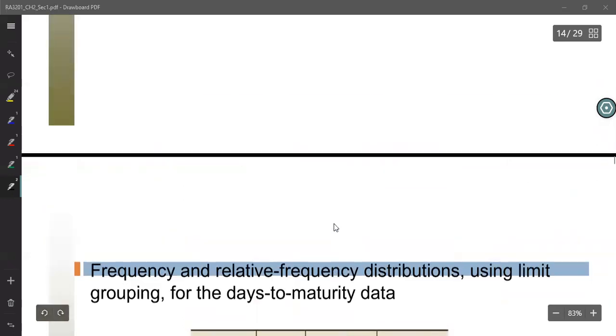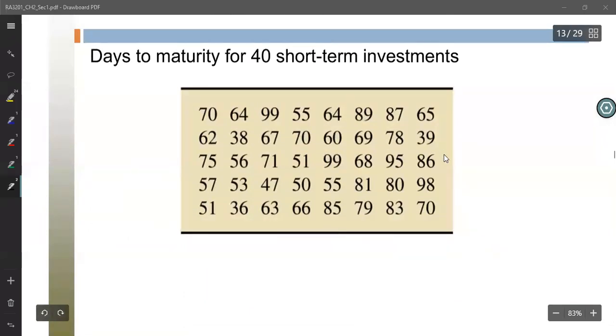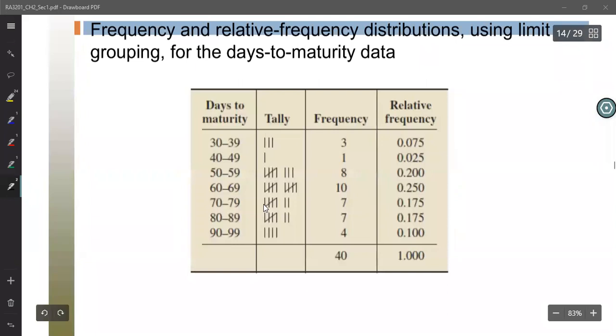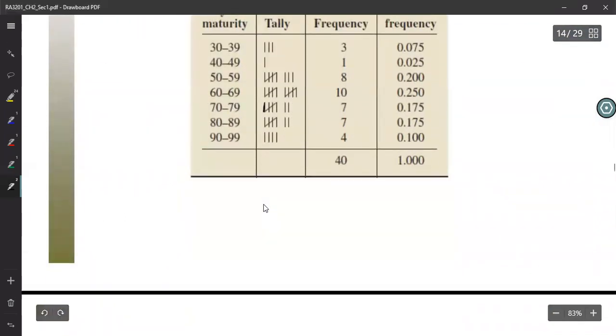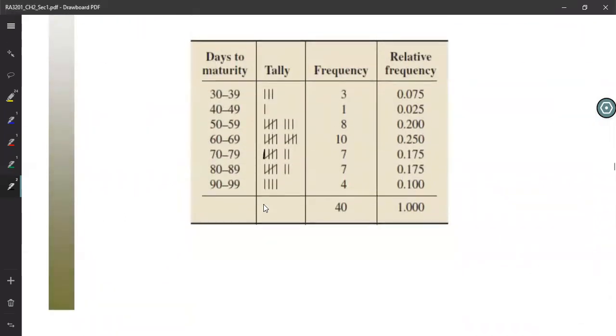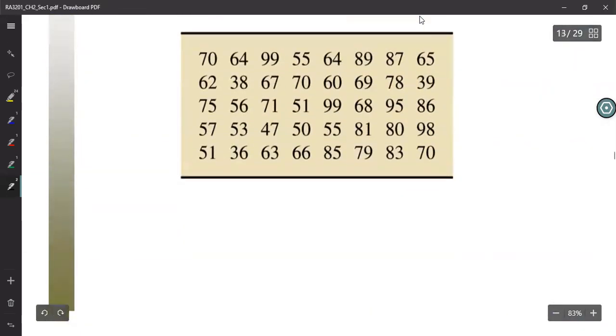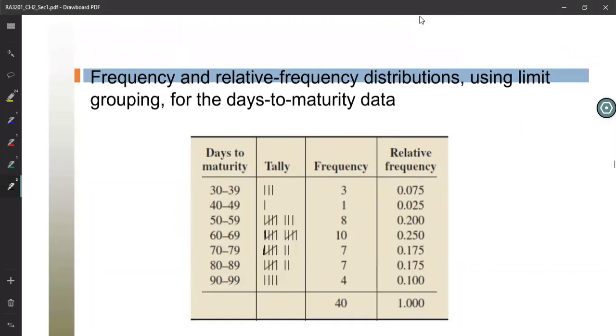So how do you tally now? You go over the values one by one, and whenever you come to a value for a certain interval, you put a tick on the tally. So 70 belongs to this interval, so you put 1 here. Next value is 64. 64 is in the fourth interval, so you tally here. Likewise, you can tally your data into the intervals. That's also not hard, but you have to concentrate very carefully. Don't miss any number. Do not misclassify. Then you can tally it and easily count the frequency, the relative frequency and everything.